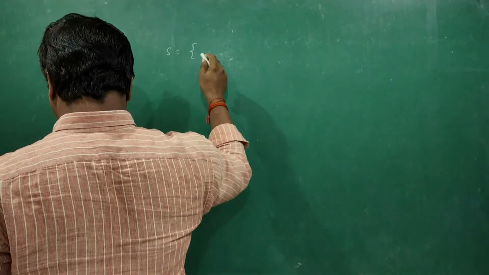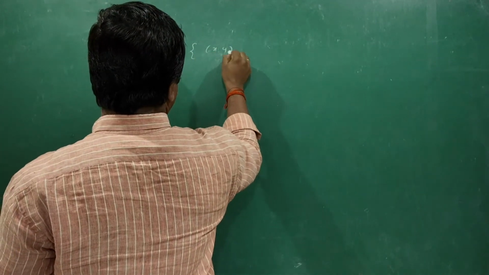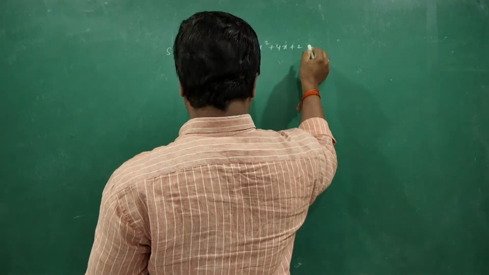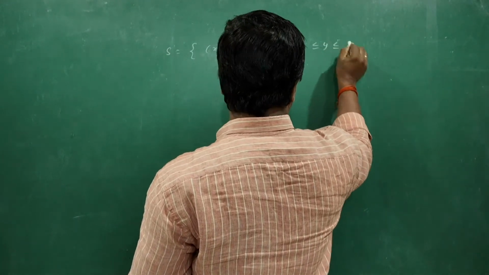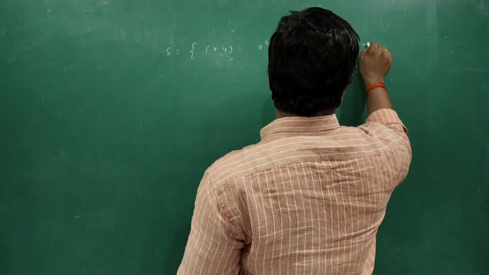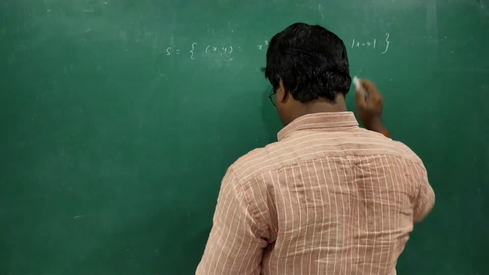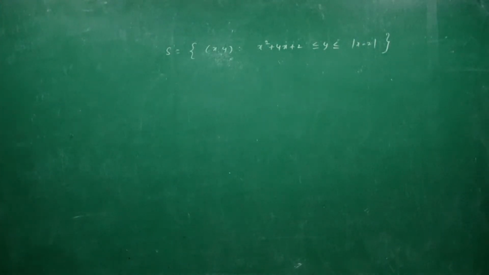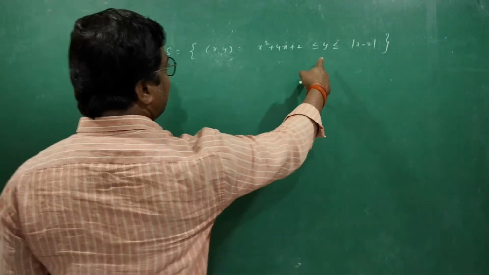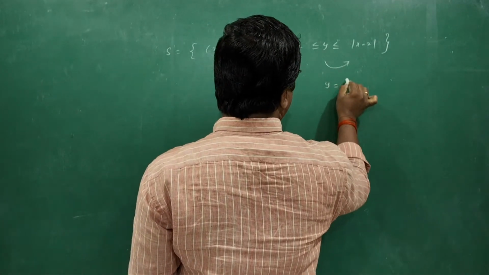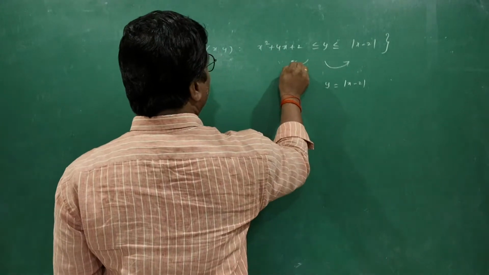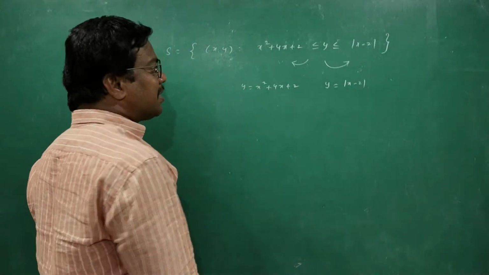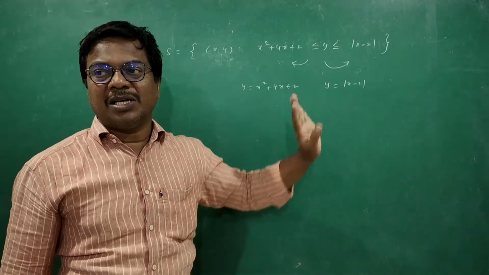Given that S is a set containing ordered pairs x comma y such that the condition x square plus 4x plus 2 less than or equal to y less than or equal to modulus x plus 2. Area of the region bounded by this set of points. This is the question. See here, there is a function y equal to mod x plus 2, another function y equal to x square plus 4x plus 2. The points lying between a parabola as well as modulus function.